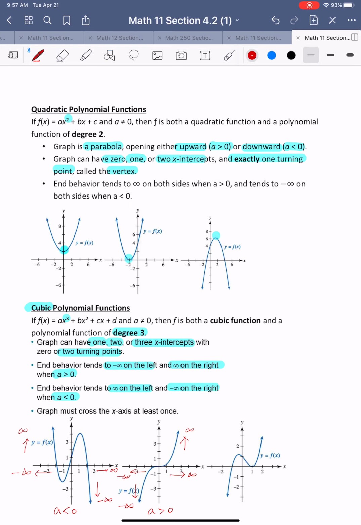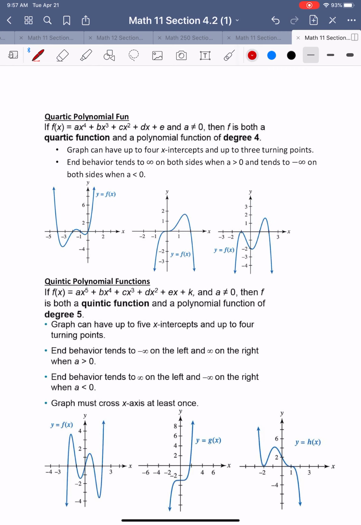I want you to guess: is a positive or negative? This is actually positive, because x goes to positive infinity, y goes to infinity, and when x goes to negative infinity, y also goes to negative infinity. So that's the direction. It's the same as the first and third. Of course, it's a different function, but it's still a cubic function. Now there's another function we can call the quartic function, quartic polynomial functions.